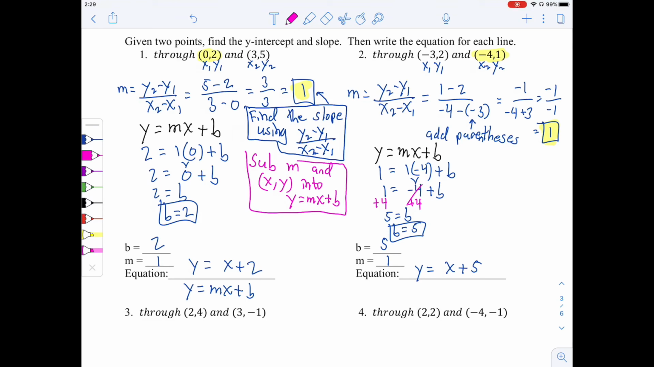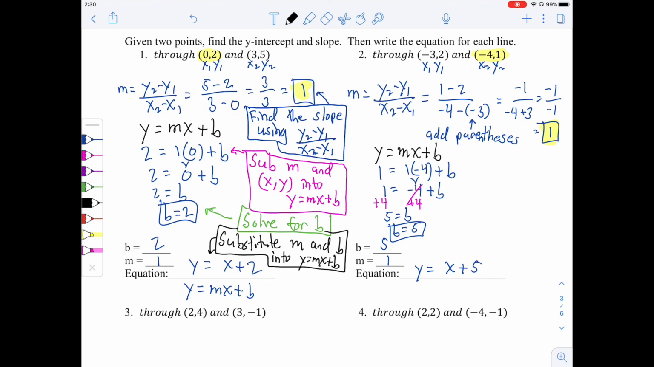That's our second step. So once we have our m, we substitute it with our x y, one of our x y values, into y equals mx plus b, and then we're going to solve for b. Solve for b, that's what we did here. And then the last step, right, substitute m and b into y equals mx plus b. And that's our last step.